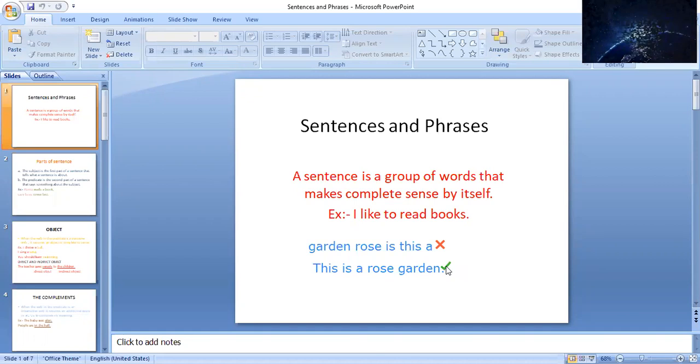Then I have taken one more example. I like to read books. This is also giving us a meaning, isn't it? So this is all about sentences. Then we'll move to parts of a sentence.